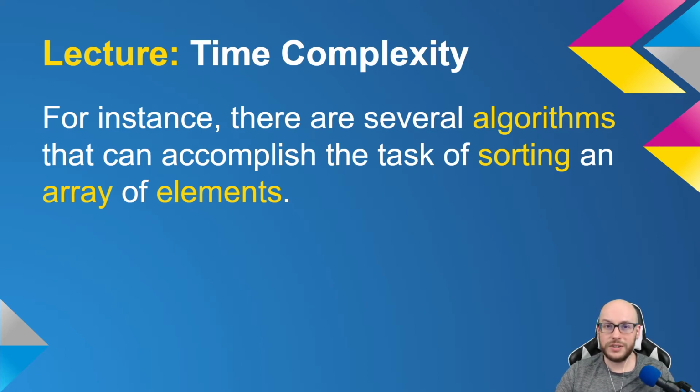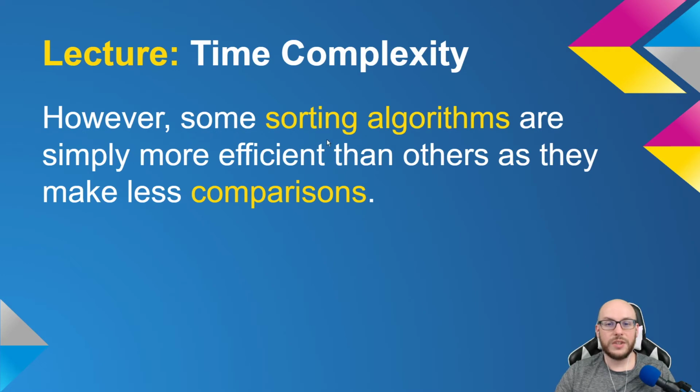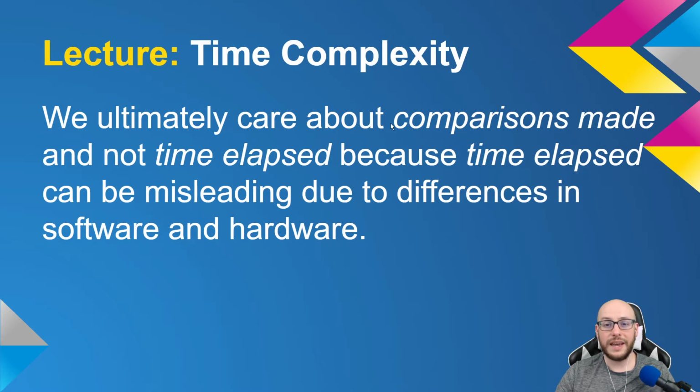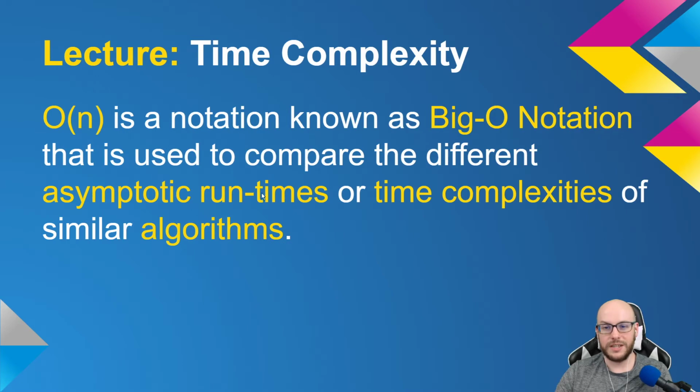If we're talking about integers, they may be ascending, meaning they are increasing as you go through the array of elements. However, some sorting algorithms are just simply more efficient than others as they make fewer comparisons. And notice that comparisons is color-coded here. That's because we ultimately care about comparisons made and not time elapsed, because time elapsed can be misleading due to differences in software and hardware. Right? I'm not saying anything about speed. Right? We're using these fancy words: asymptotic runtime, time complexity. But we're not talking about speed.